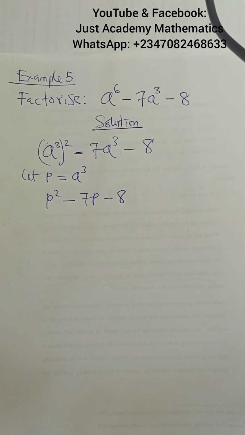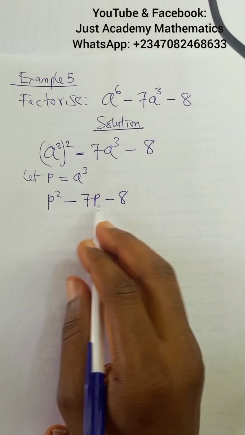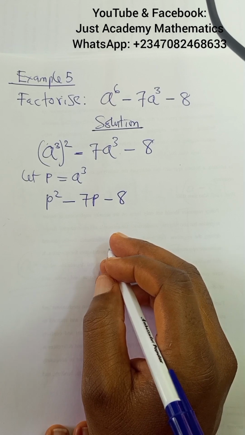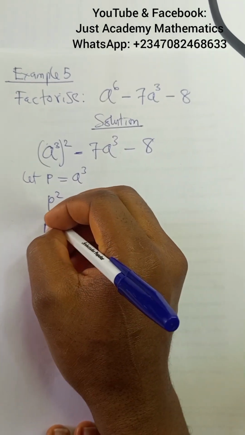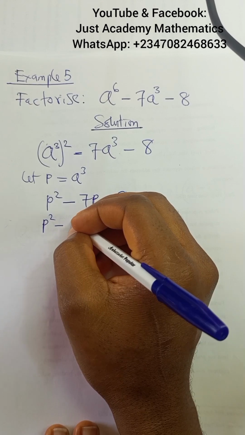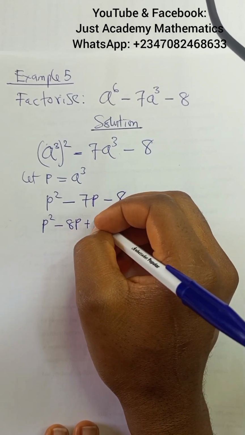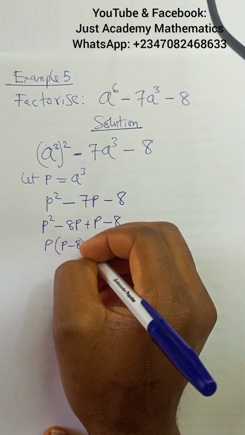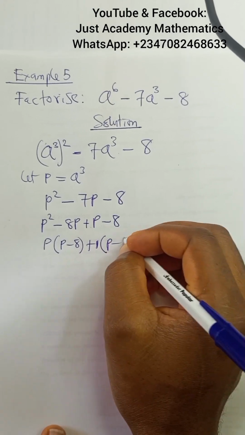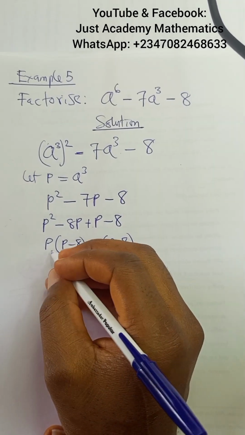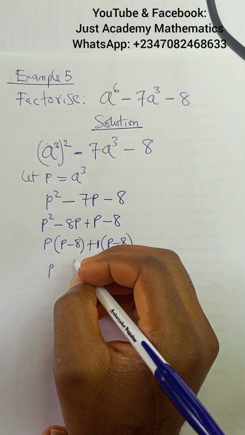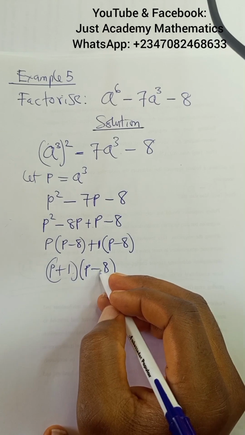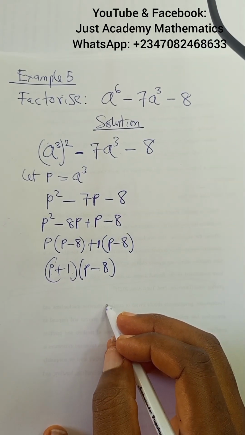Is it making sense? So we'll factorize this. Add to give you −7, times will give you −8. −8 plus 1 will work. So we'll have p² − 8p + p − 8. What is common here? p. What will remain? p − 8. What is common here? 1. What will remain? p − 8. We'll bring out the common one outside. That is (p + 1)(p − 8). When you factor p − 8 out, it will remain p + 1. Are you with me now?